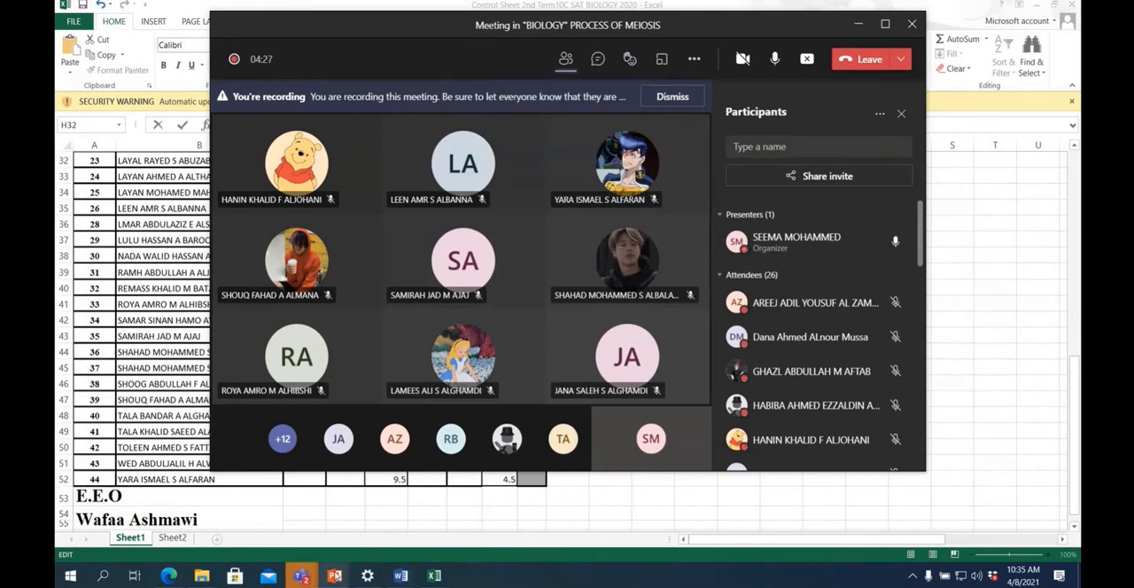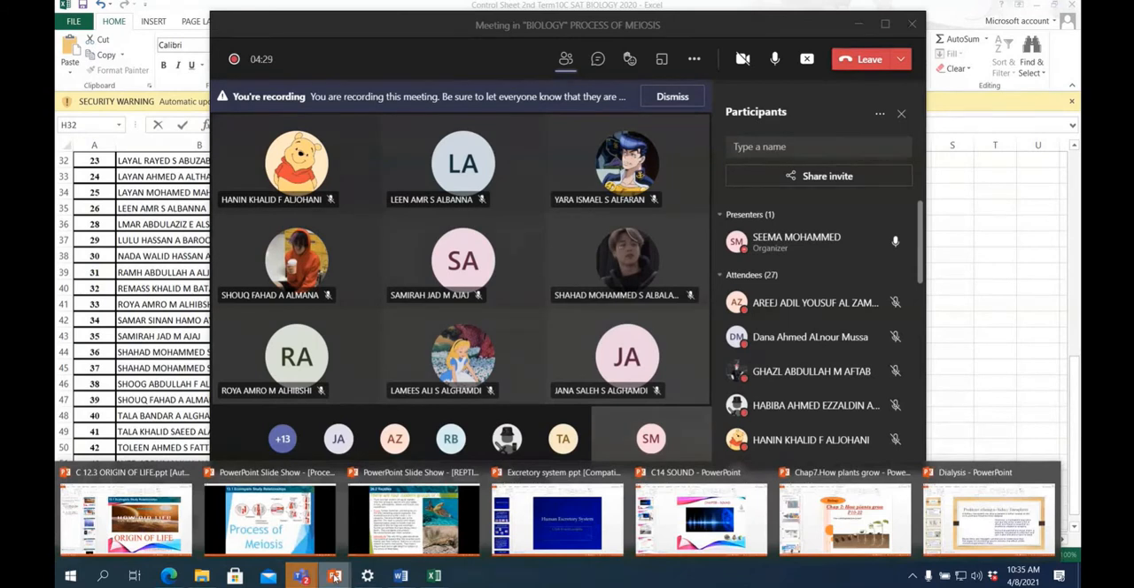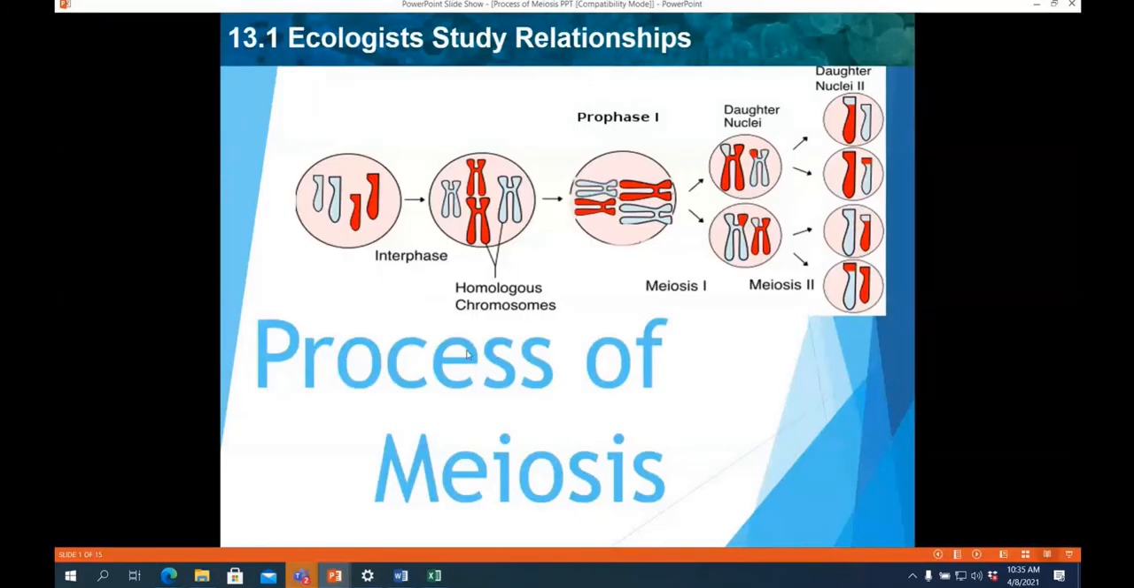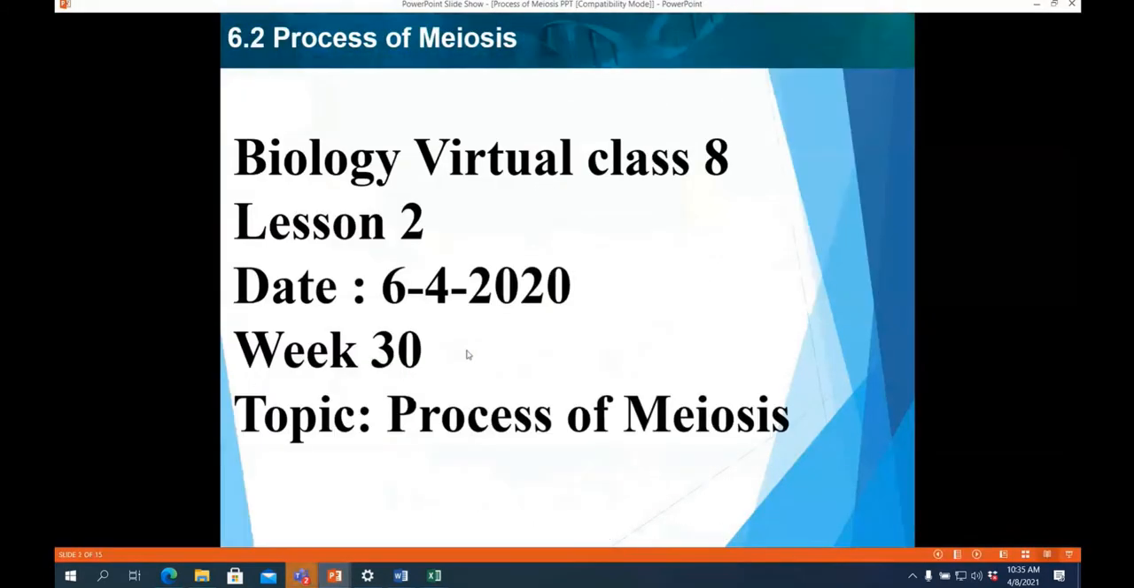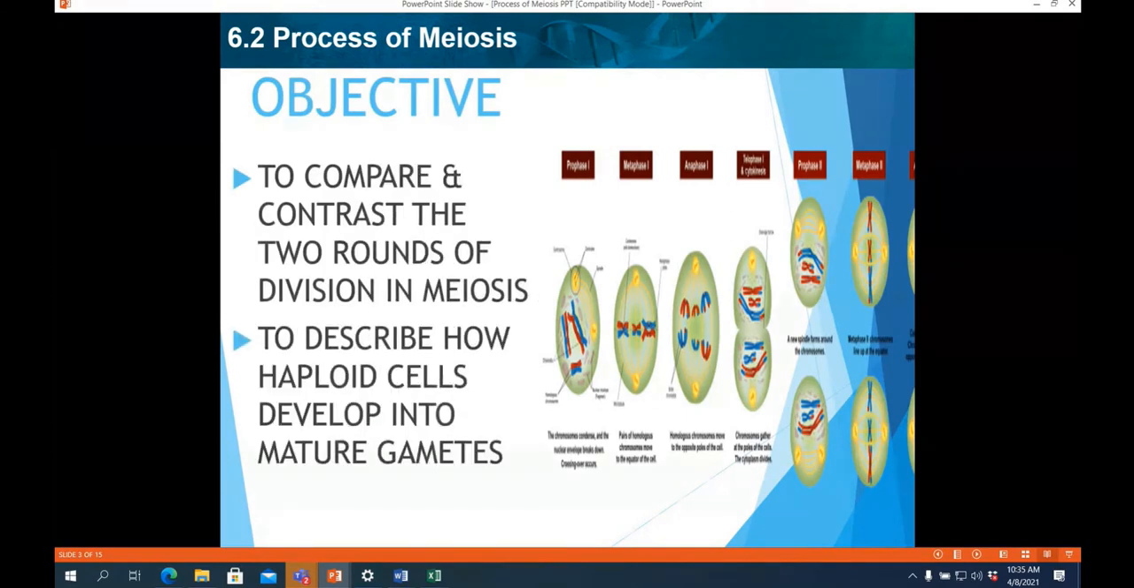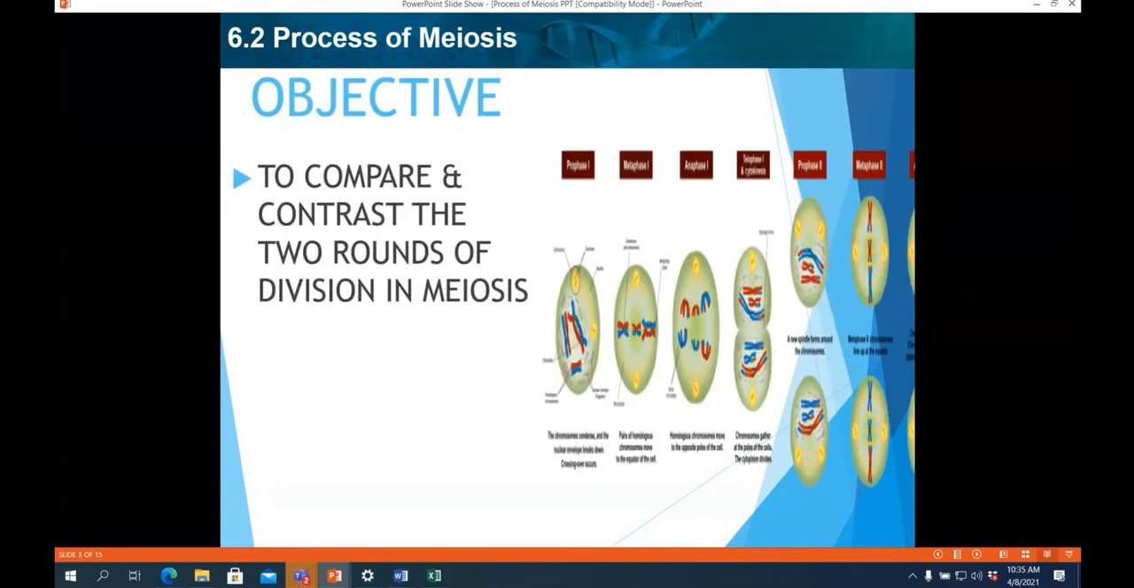All right, so let's get started. We are doing the topic process of meiosis, which is chapter 6.2. And let me tell you the page number which we are going to do today. Okay, so we are going to do page number 164 and 165. So please open page number 164 and 165 from your textbook, ladies.